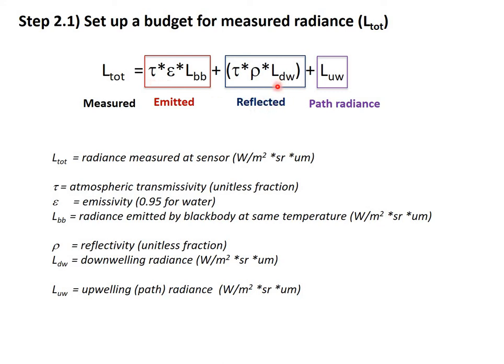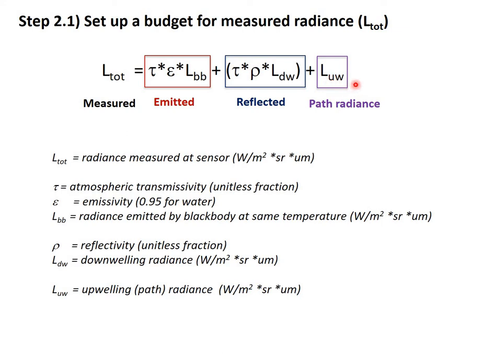Reflected is very similar. We're going to start with downwelling radiation. This could either be coming from the sun, or it could just be radiation that's downwelling from a cloud or from the atmosphere. We're going to adjust that by the reflectivity, because only some fraction of it is going to get reflected. And then we're going to further adjust it by the transmissivity again, the exact same value we used before. And then finally we have this term, the upwelling radiation, or the path radiance.